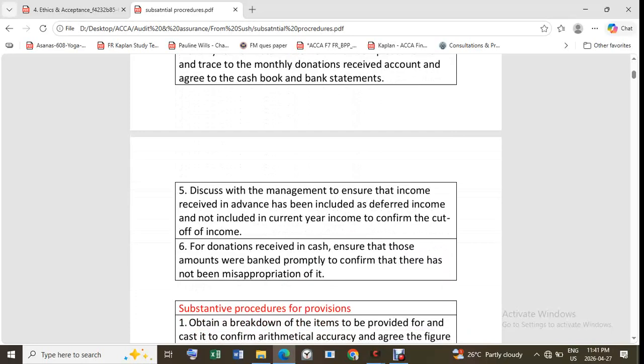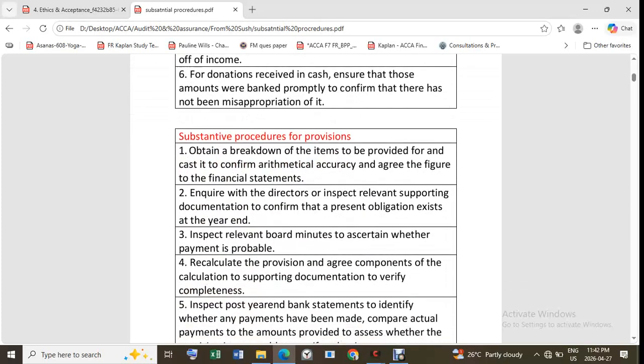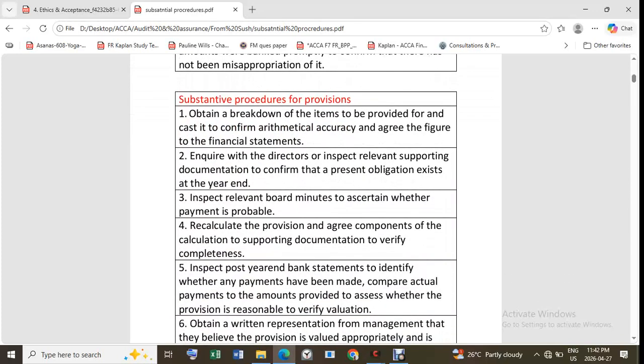Discuss with management to ensure that income received in advance has been included as deferred income and not included in current year income to confirm the cut off of income. For donation received in cash, ensure that those amounts were banked promptly to confirm that there has not been misappropriation of it. Substantive procedure for provisions.